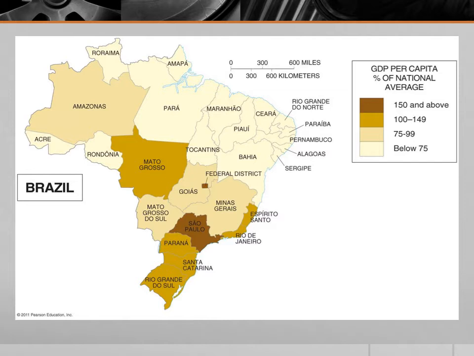The southern part of the country, generally speaking, has a higher percentage of GDP. If we take a look at where the capital city of Brasilia is, it has a very high GDP per capita as a percentage of the national average. Sao Paulo, Rio de Janeiro, when we take a look at those, we're seeing higher GDP per capita. And so those are some of the things that hopefully we notice on this.